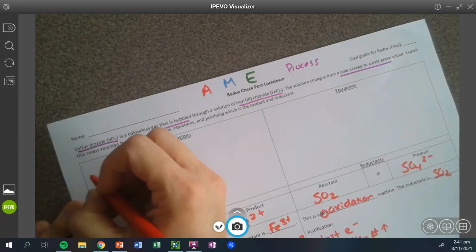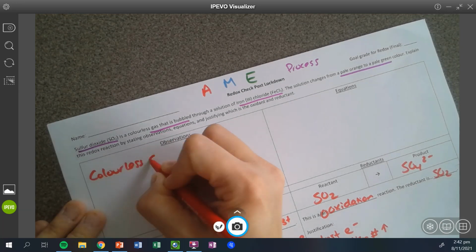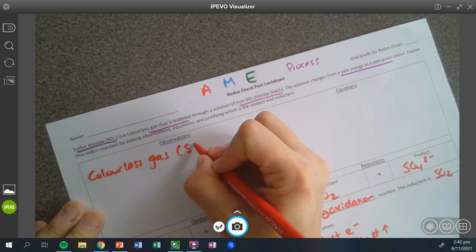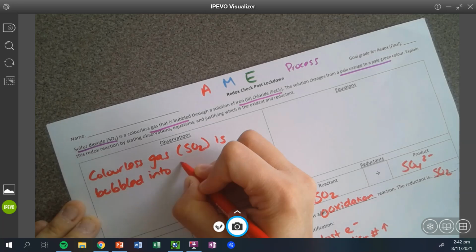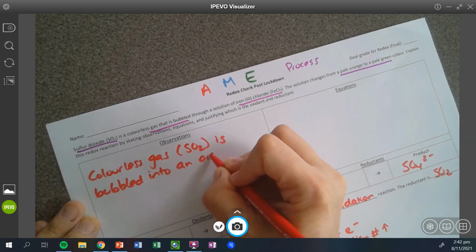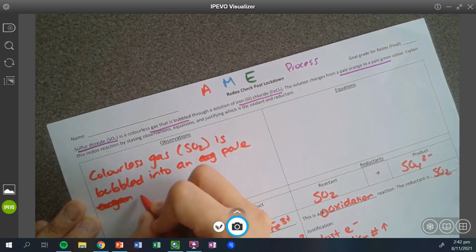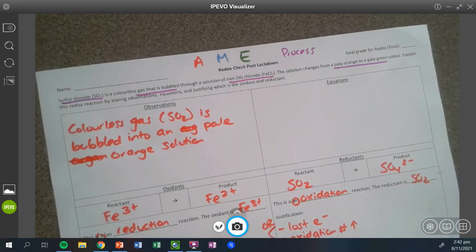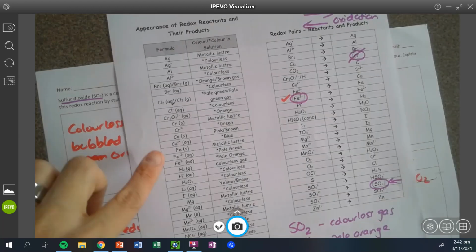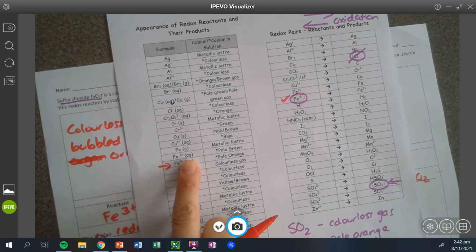Okay? So, colorless gas, SO2, is bubbled into an orange, or I should say pale orange, and I can't spell orange, solution. What's causing that pale orange color? The iron 3. Again, we can look at the list. I see iron 3, that's the pale orange. I know I'm forming iron 2, so what color should it turn? Pale green.